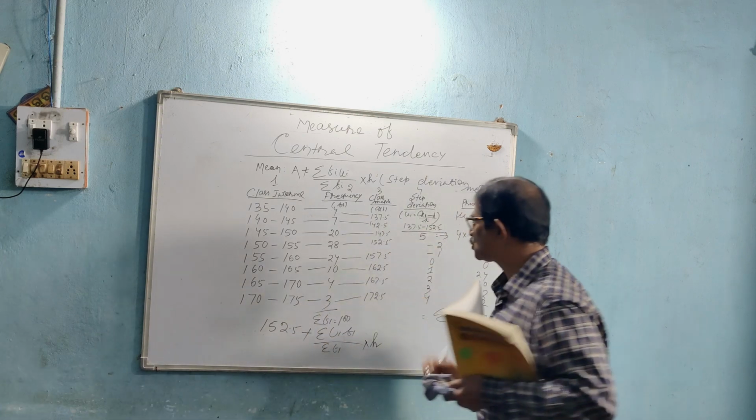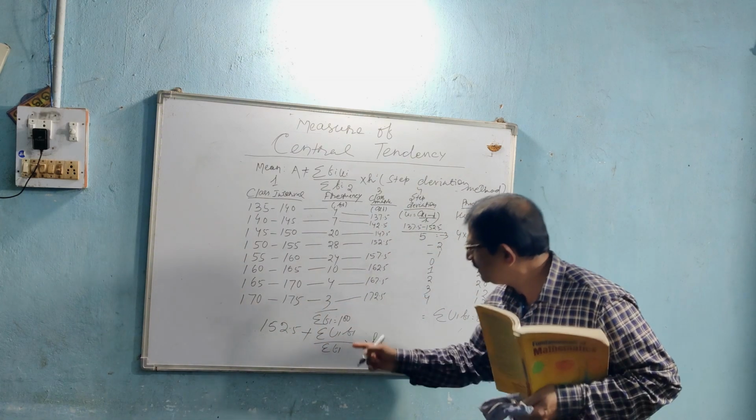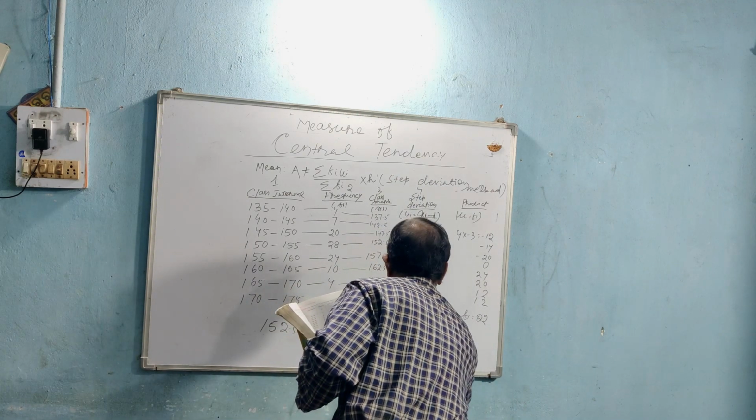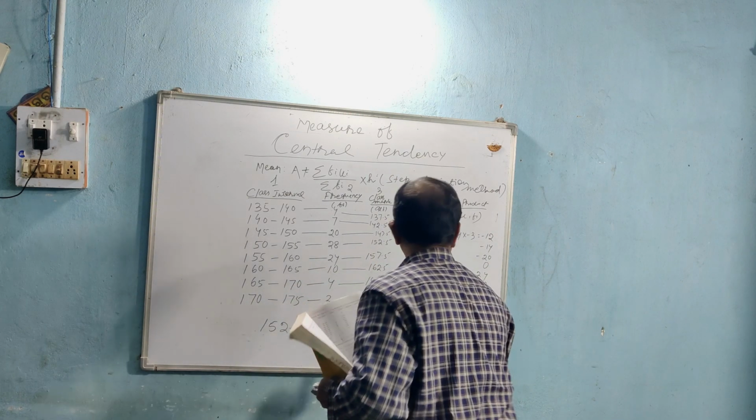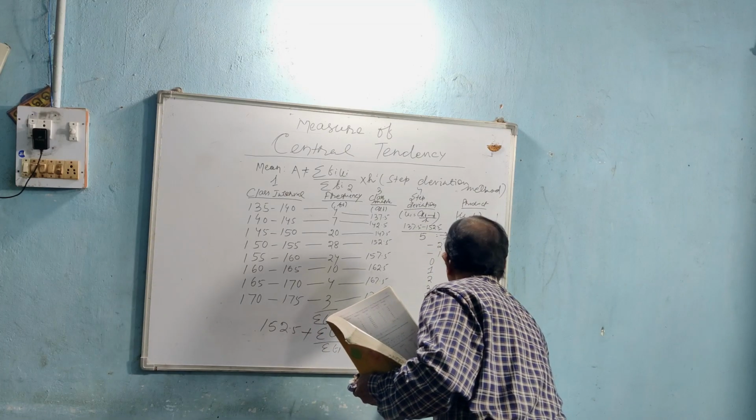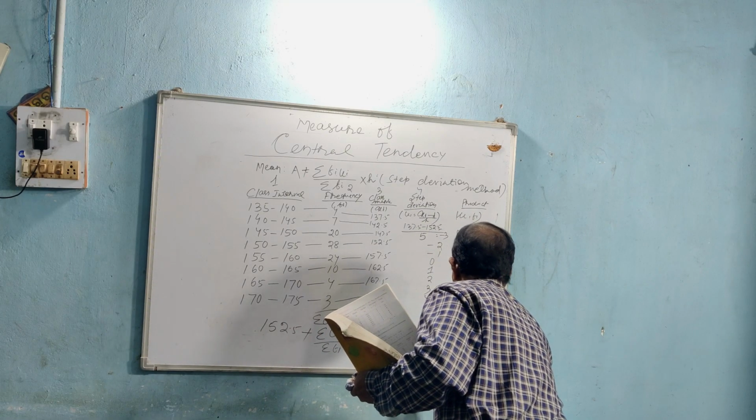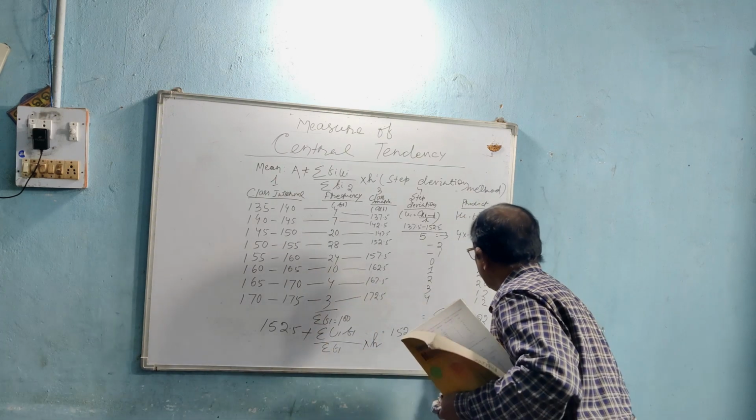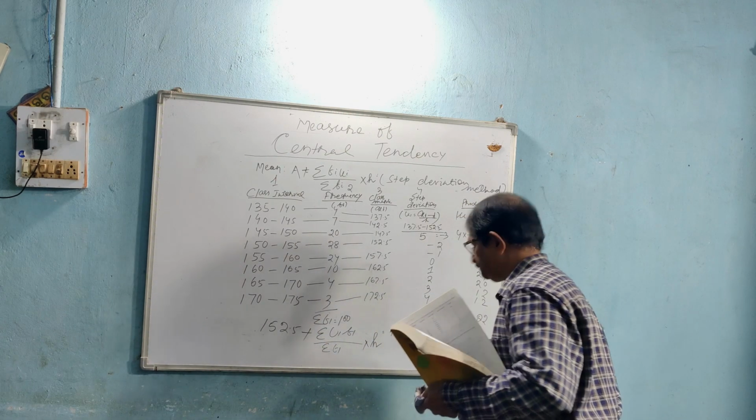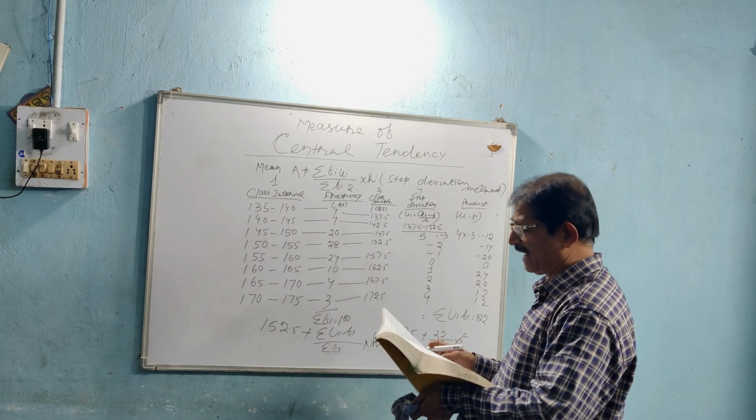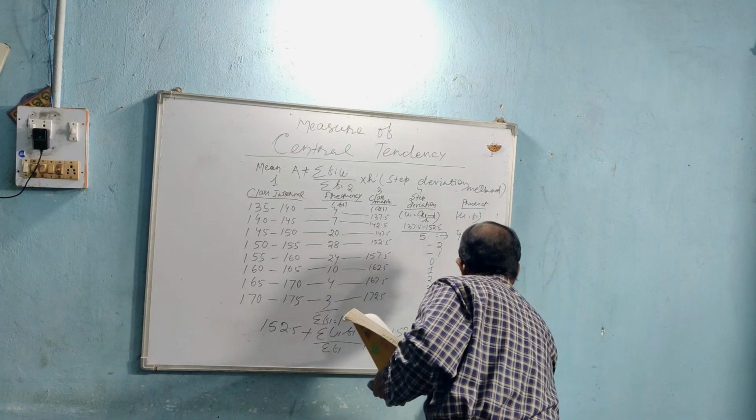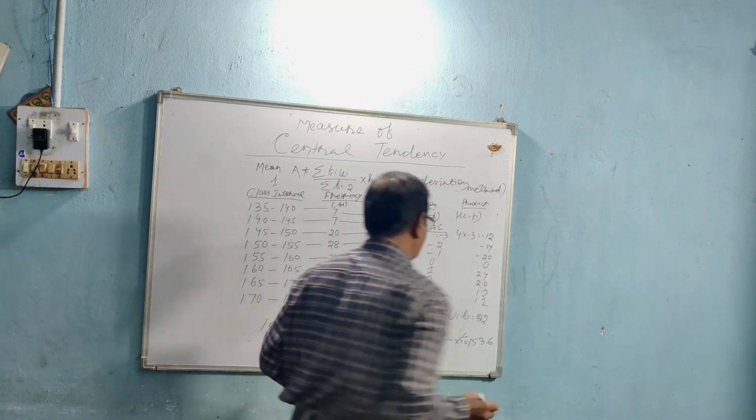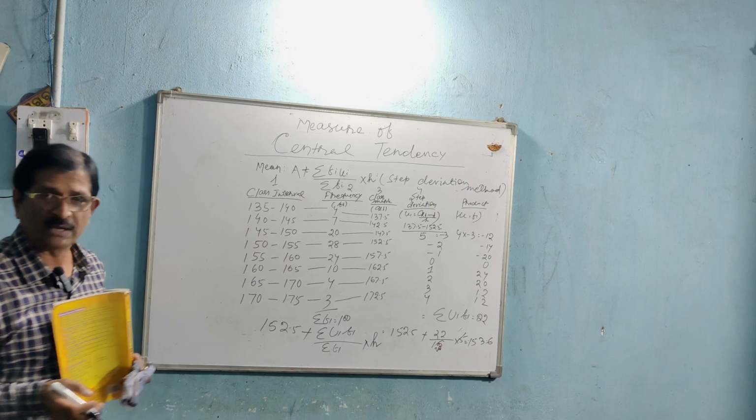h means this common divisor. And you see, we are getting this one. So 152.5, it is coming plus 22 by 100 into 5. And we are getting this one. And finally, your mean has come 153.6. In this way, also you can get it.